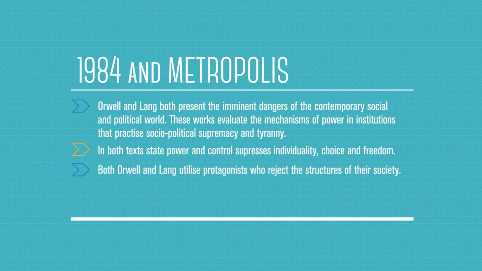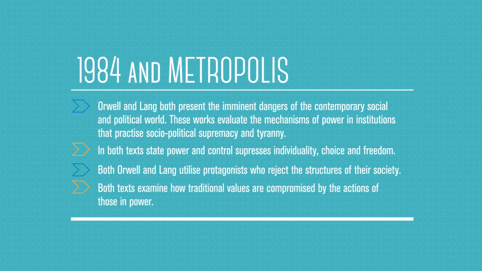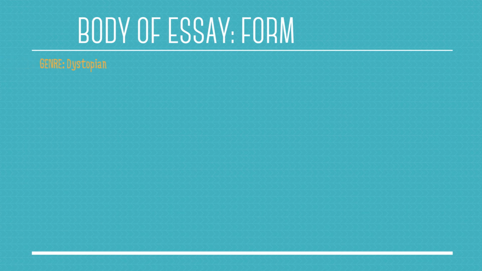Both Orwell and Lang utilise protagonists who reject the structures of their society. And both texts examine how traditional values are compromised, such as truth and compassion. So if I would look at the essay now, using this as the example, in terms of form, they're both dystopian, but there's a difference. Remember, World War II hasn't happened. The atomic bomb hasn't been dropped on Nagasaki and Hiroshima. We haven't got totalitarian powers yet. So Metropolis in 1927 is a merging of utopian and dystopian genres.